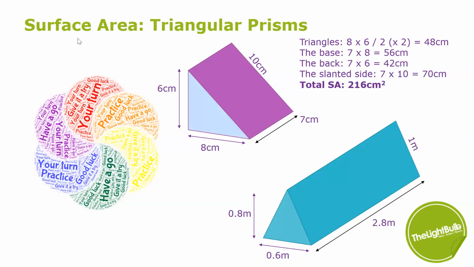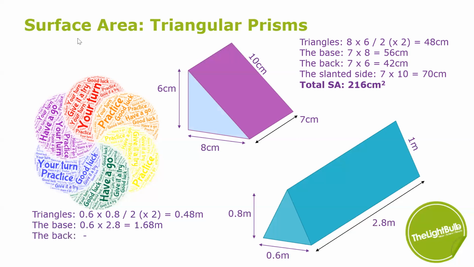Okay, great stuff. So once again, let's go through side by side. So the triangles, first of all, 0.6 times 0.8 divided by 2, and then times 2 is 0.48 meters squared. The base is 0.6 wide by 2.8 long, and then 1.68 meters squared.